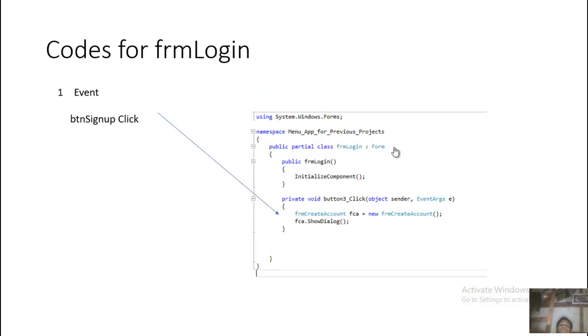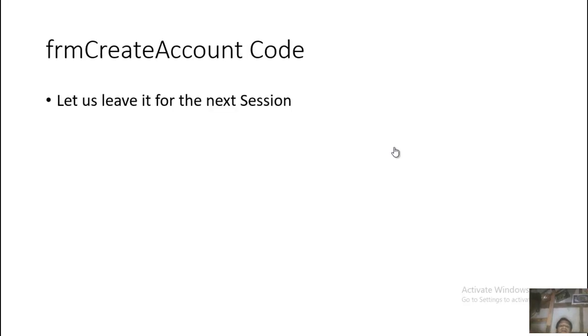Now for our codes for form login, there is one event, the sign up click. The first code is the instantiation of the form create account and then showing it. And then for our form create account code, let us leave it for the next session.